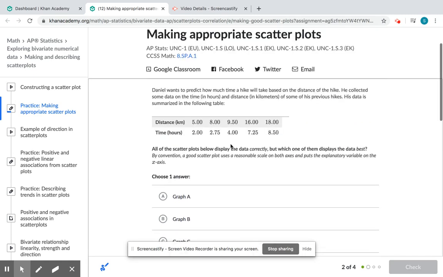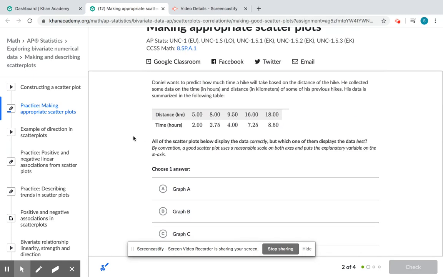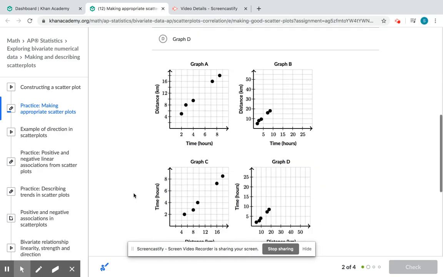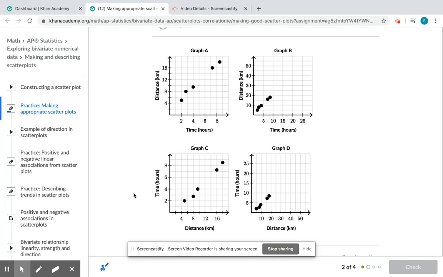Let's show you the next question. Okay, question 204. Daniel wants to predict how much time a hike will take based on the distance of the hike. He collected some data on the time in hours and distance in kilometers of some of the previous hikes. He gives you this table, the distance that he traveled and the time it took. Of all the scatter plots below, which one best displays the data? Again, just like in that first question, graph B and graph D are not taking up the whole graph, so we're going to eliminate those right off the bat.